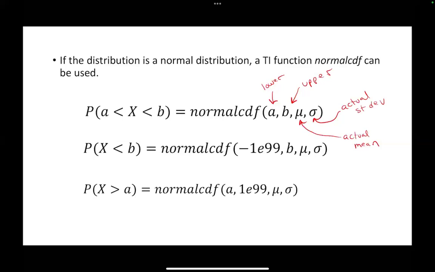If you're doing less than, you always have that negative 1E99 in the lower. If you're doing greater than, you have the 1E99 in the upper. So this is the standard way we use our normal CDF. Use the normal CDF, please. The Z table is cool, but use the normal CDF. Okay, give you a second to write that down.